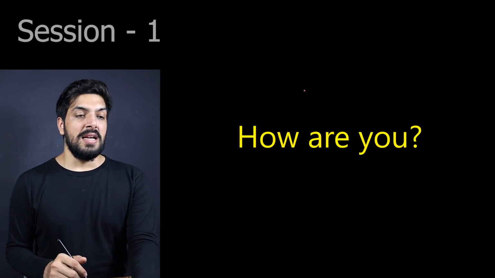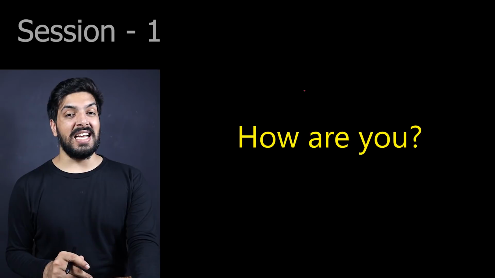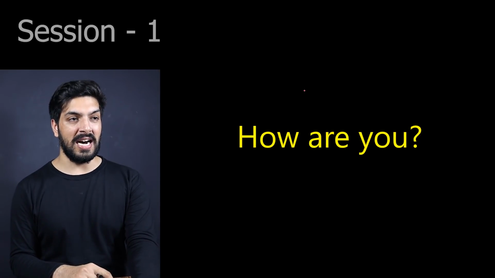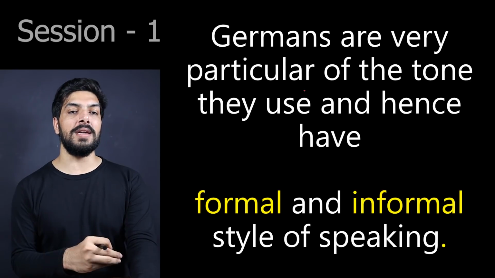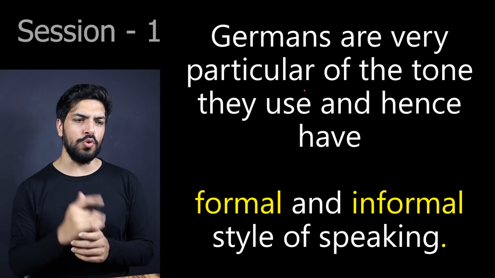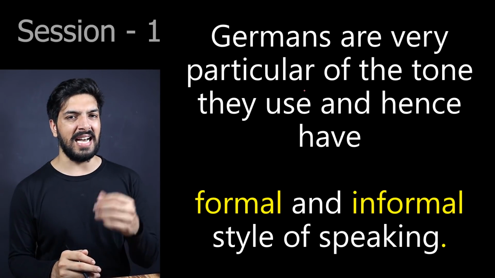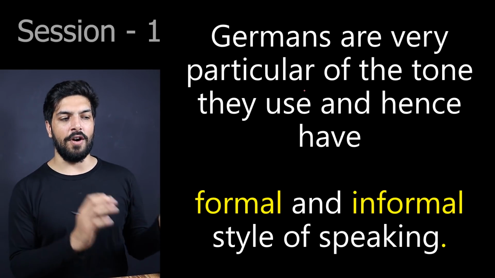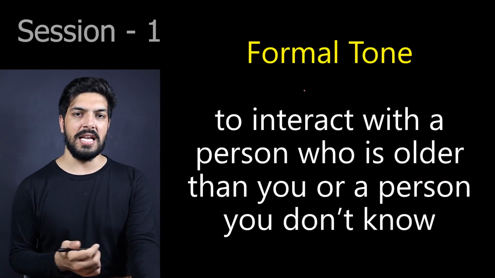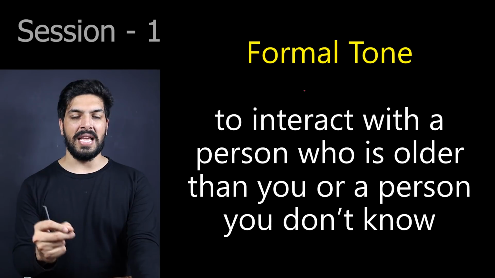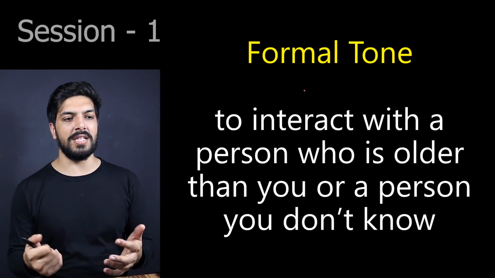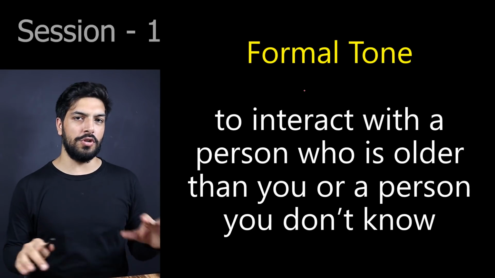Nice. How are you? Now, in order to understand how are you, we have to understand certain things in German. And those are something called formal and informal. Germans are very particular about their tone, and hence they have two ways of speaking. That is style of speaking, right? And they are formal and informal. Let me explain what are these two things. The first one is formal tone. And we use it when we want to interact with a person who is older than you or a person who you do not know.